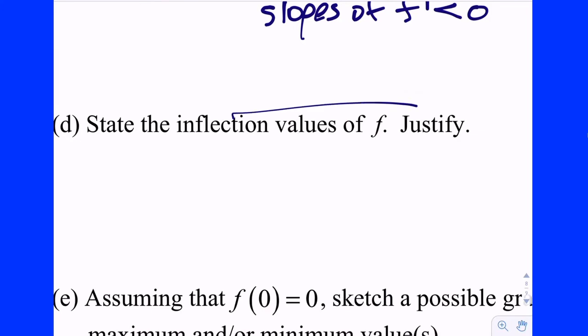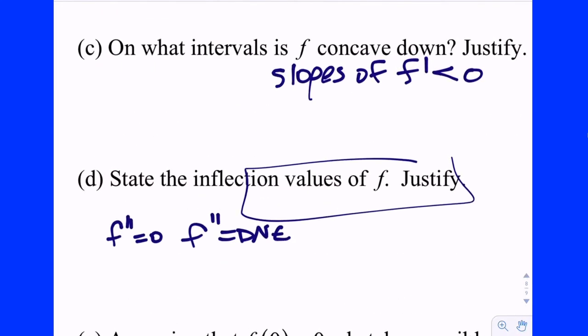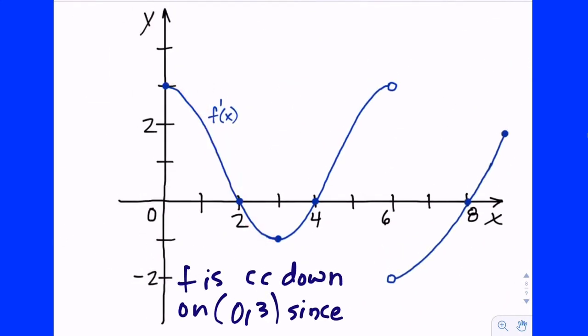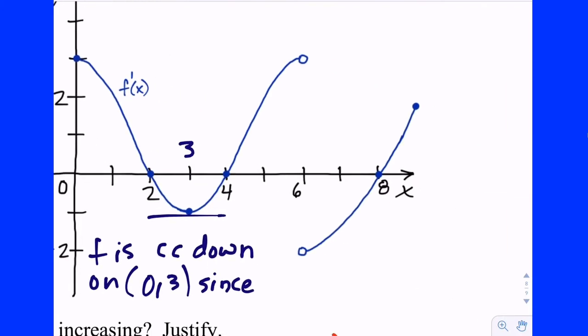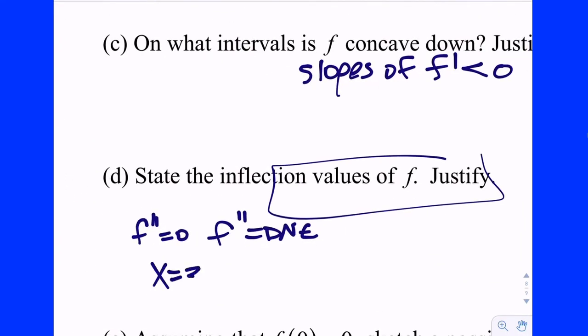Okay, state the inflection values of f. Well, once again, it's going to be where f double prime equals 0 and or f double prime equals DNE. And that's going to be where the slopes are 0 or the slopes are undefined. The slopes are going to equal 0 at the critical values of f prime. That was kind of like we did in the warm-up. So at 3, that's the only place where the derivative is 0. The slopes of this graph are 0. Are the slopes of this graph ever undefined? Yes, where? At 6. If the first derivative is undefined, the second derivative will be. So 3 and 6 are the only candidates. So we get x equals 3 and x equals 6.